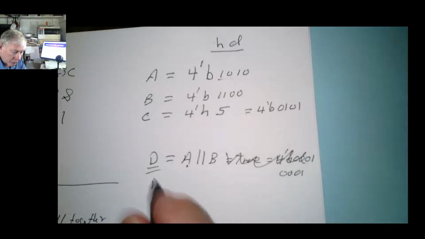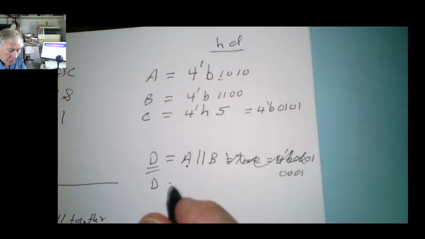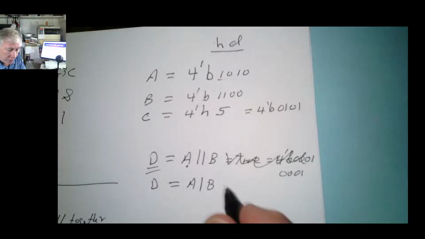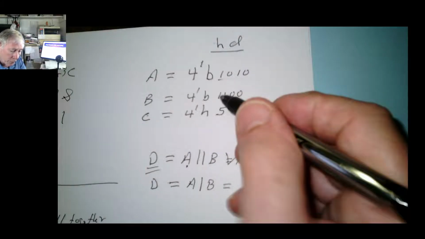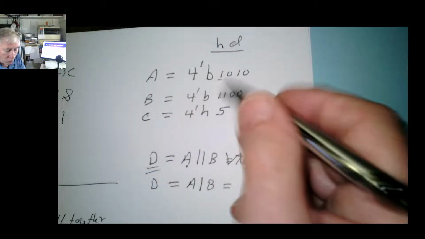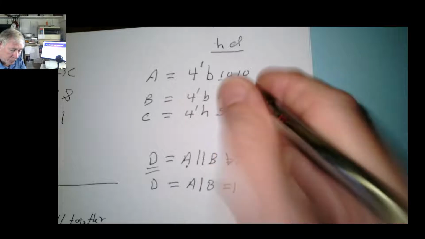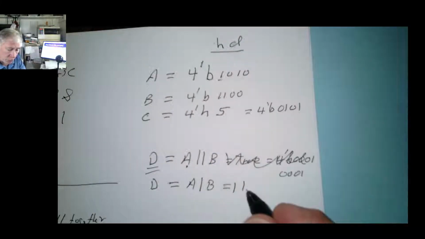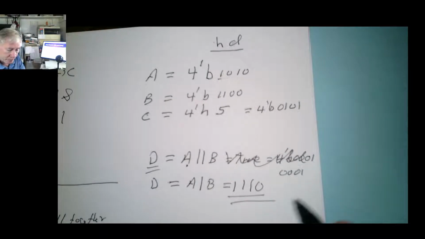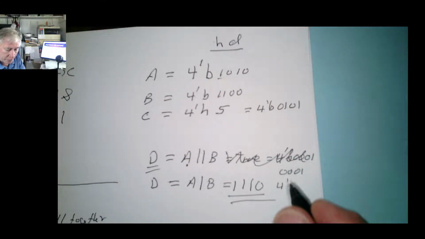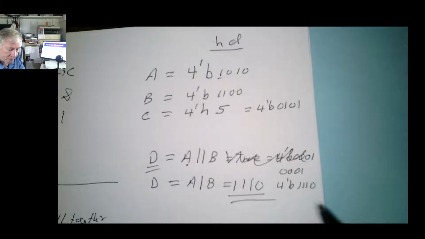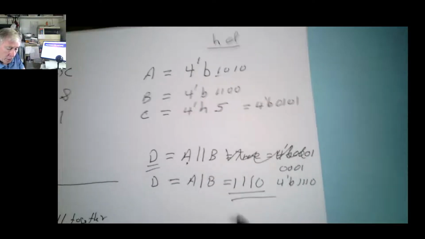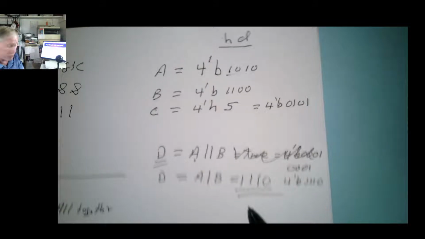What if we took D equals A bitwise ORed with B? Now we have to compare all the bits, see what we get. So we compare this with this. Well, 1 and 1 are always a 1. A 1 and a 0 is a 1. A 0 and a 1 is a 1. And a 0 and a 0 is a 0. So that's what we get for D. And of course we would write that 4'b1110. Okay, so that's if you do it bitwise.